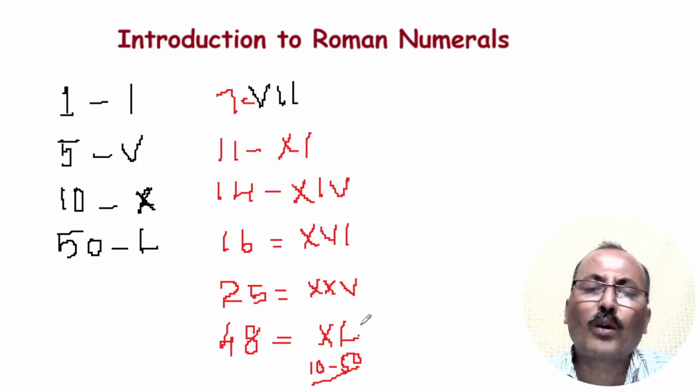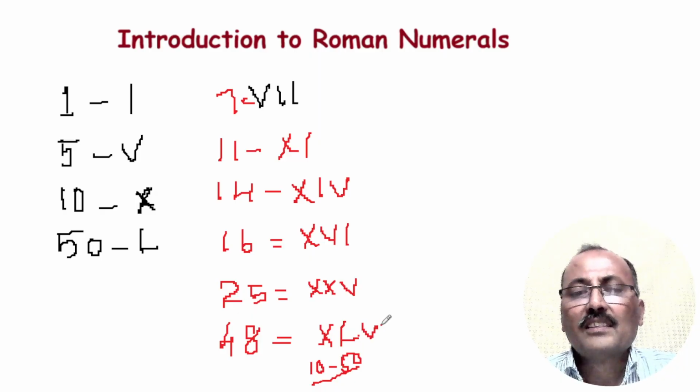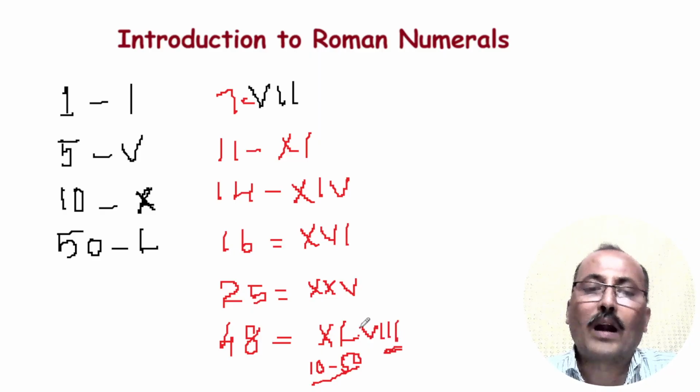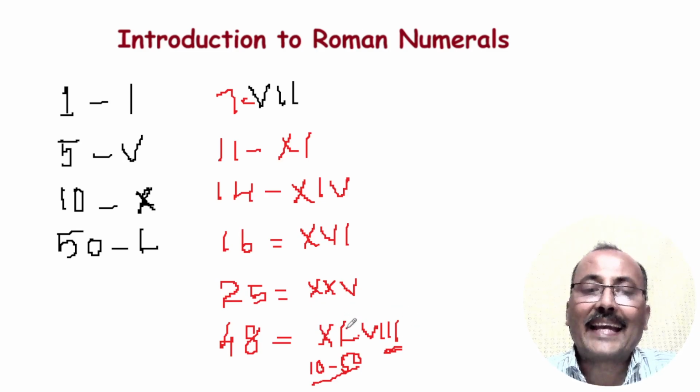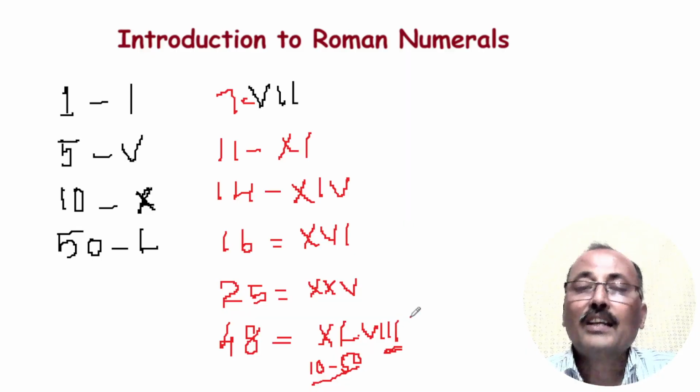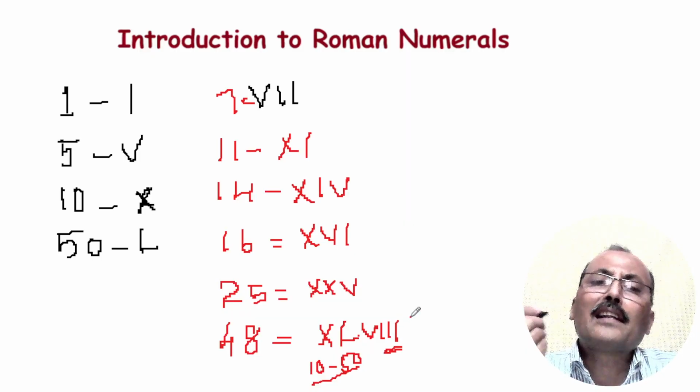Then for 8, what is that? V, 1, 1, 1. Three symbols are allowed. So V and 3 ones. Totally it is now 48: X, L, V, 1, 1, 1. Now in this manner, you can create any number.